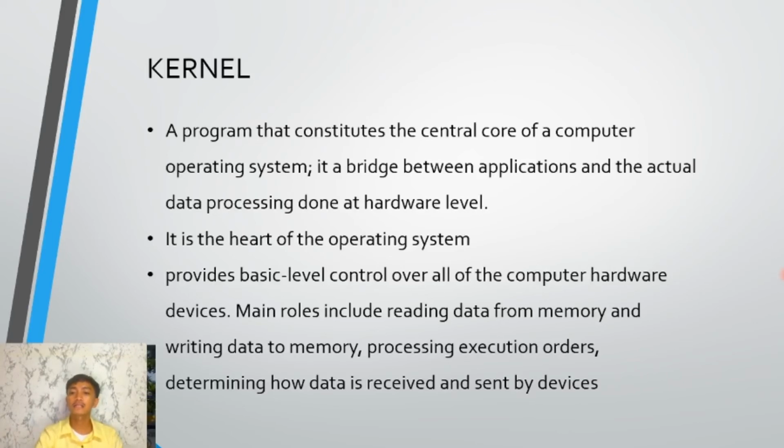Also, the kernel is the heart of the operating system. So if the CPU is the brain of the system unit, the kernel is the heart of the operating system. It provides basic level control over all of the computer hardware devices. Its main roles include reading data from memory and writing data to memory, processing execution orders, and determining how data is received and sent by devices.